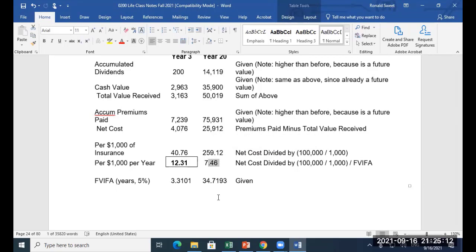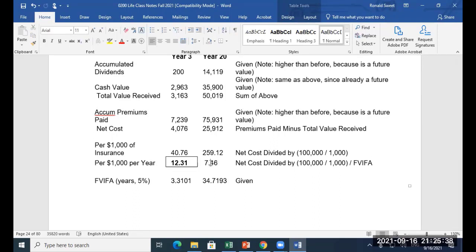You now have a number that you can compare to another policy of another company. And you've adjusted for what? The cash value, the dividends. You've got a pretty good idea of which company's got the better product. So if another company has an interest adjusted net cost of $8.17, this is the better product. It only costs you $7.46.